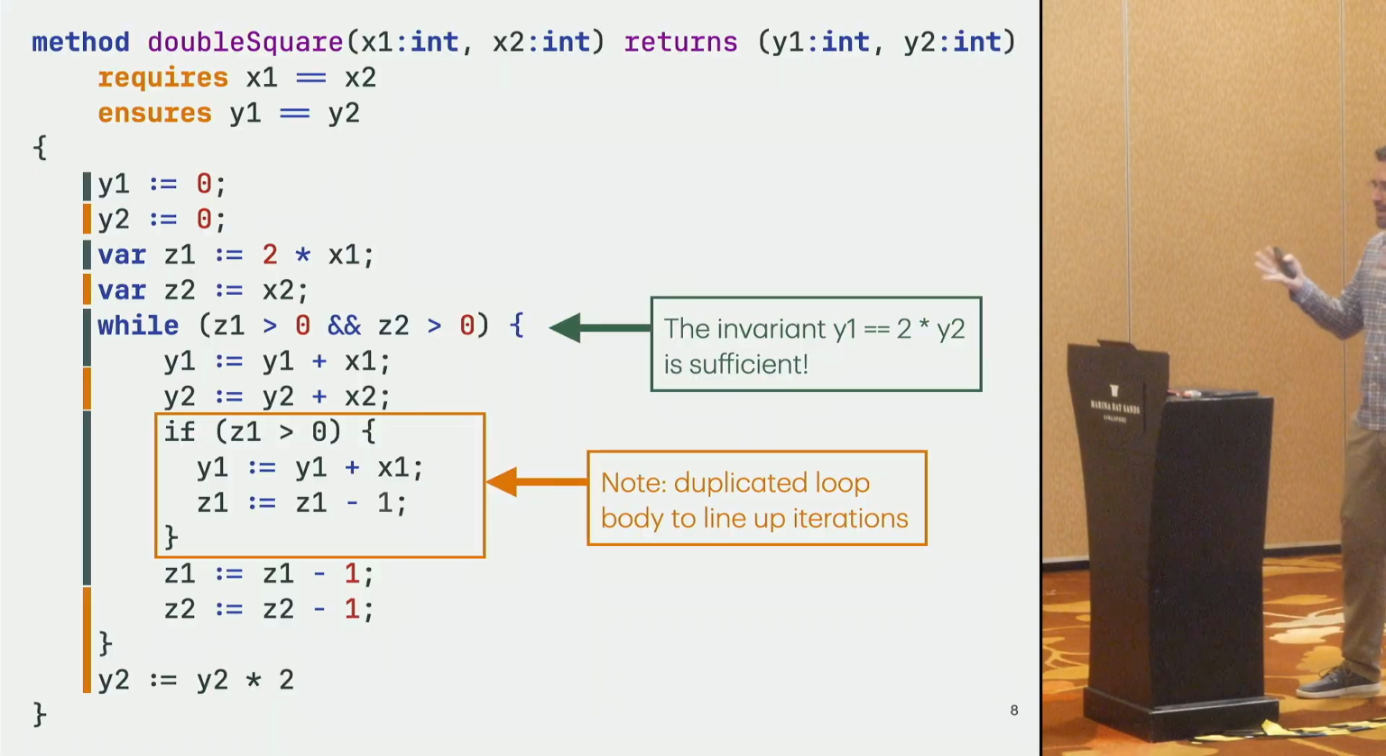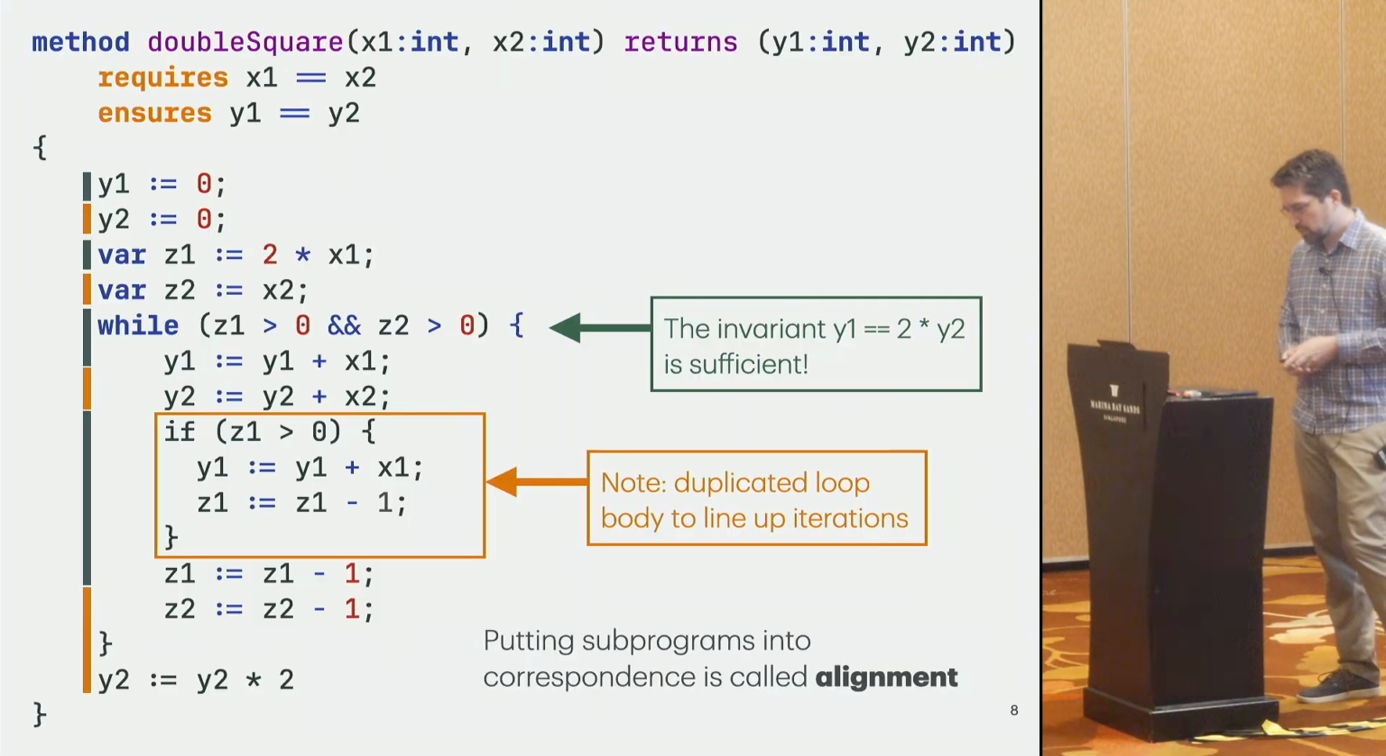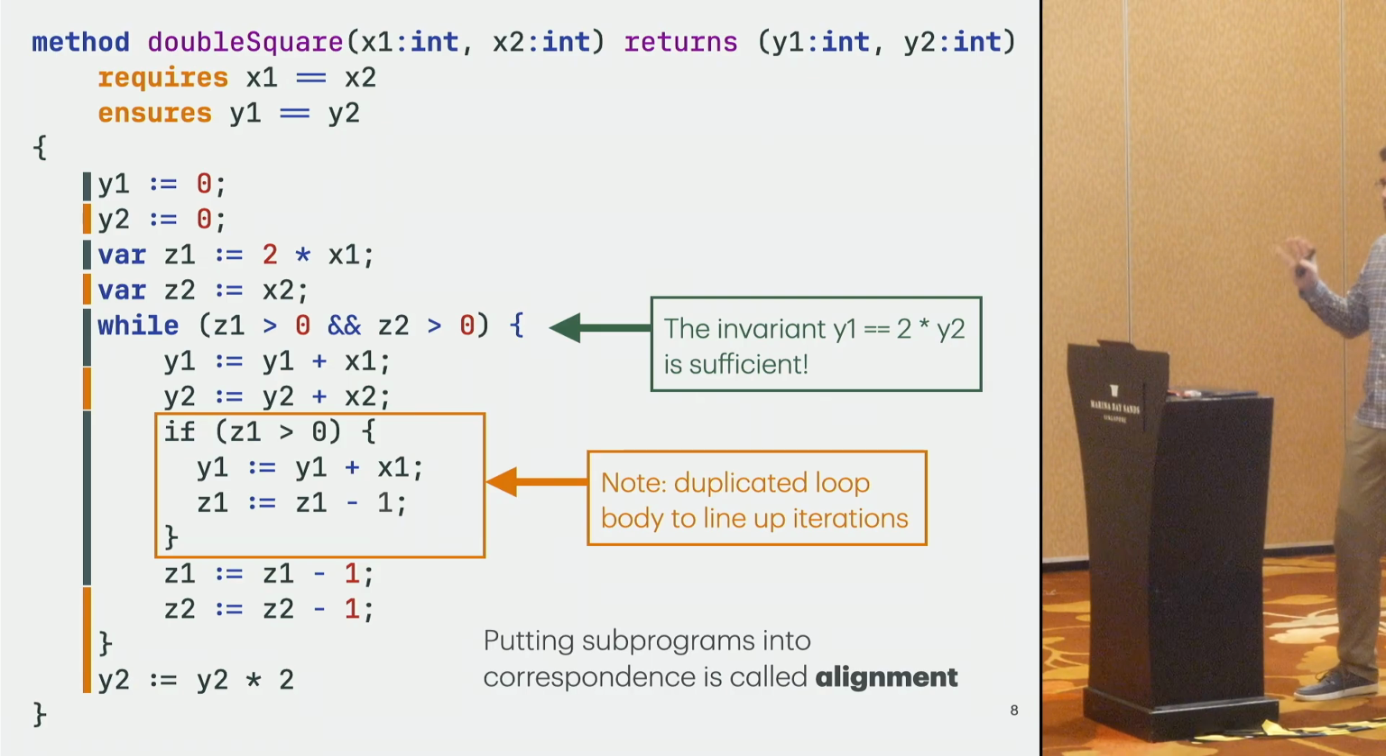So to keep the semantics of the original program soundly, I have to duplicate the loop body here. This problem in general of putting subprograms into correspondence to make verification easier is called alignment, and it's tricky. You sometimes have to transform the programs by unrolling loops or duplicating loop bodies. If there are multiple loops in the programs, sometimes you have to figure out which loops correspond to which.